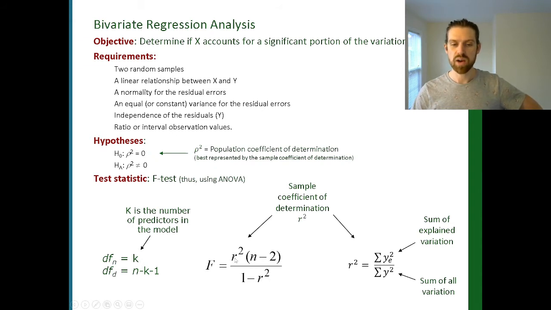So how do you get the R squared? I hear you asking. Well, basically what you can do is you take the sum of the explained variation divided by the sum of the total variation, okay? And I'll tell you how to do that very shortly.